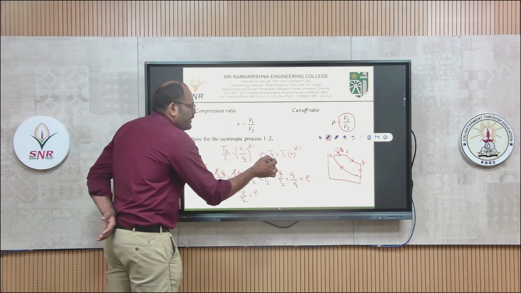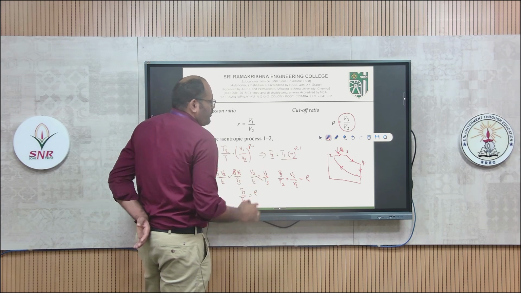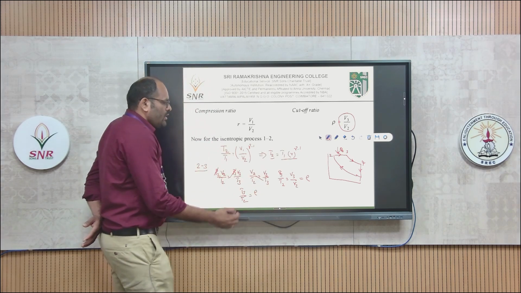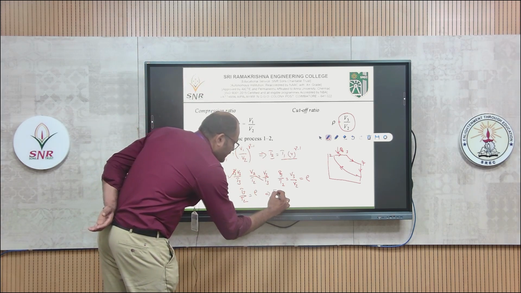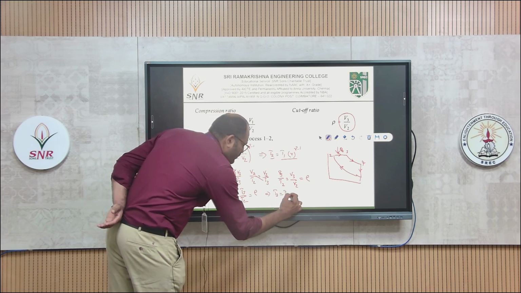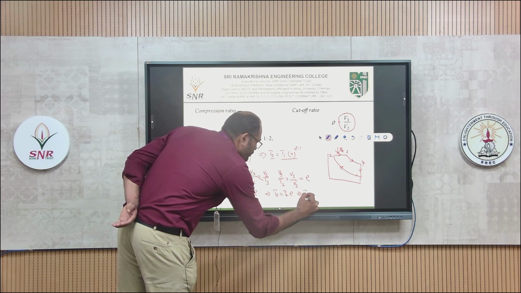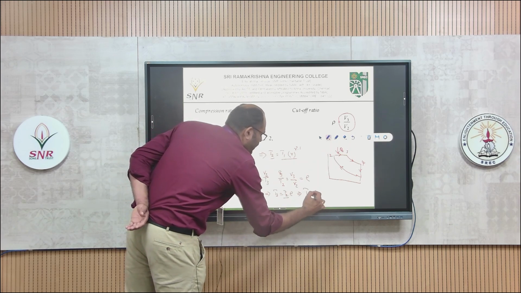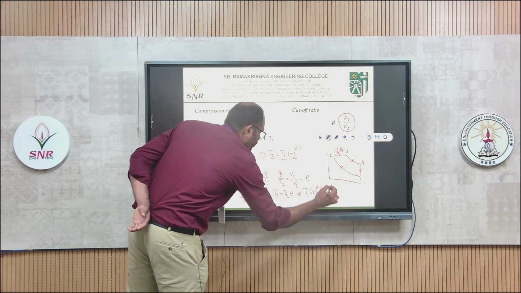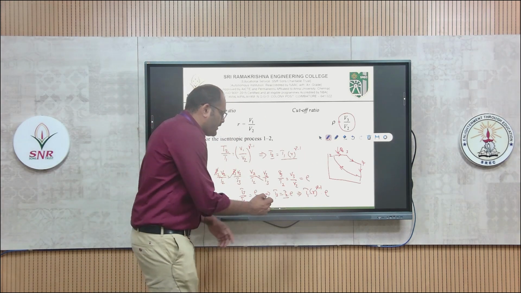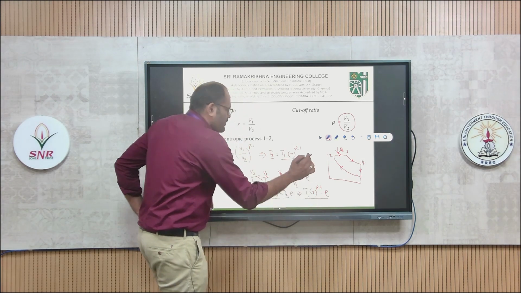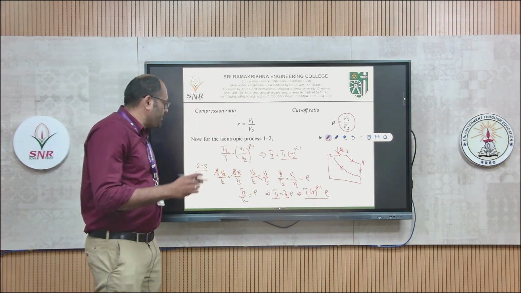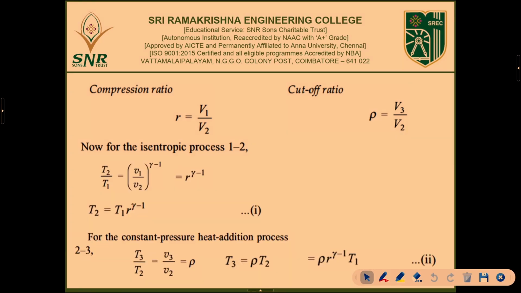Already we know the T2, right? T2 is nothing but T1 into R to the power of gamma minus 1. So we can rewrite this as T3 is equal to T2 into rho, that is equal to T1 into R to the power of gamma minus 1 into rho. So this is the equation for T3: T3 is equal to rho into R power gamma minus 1 into T1.